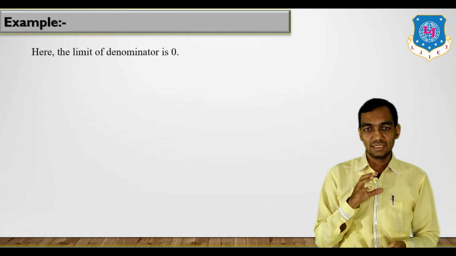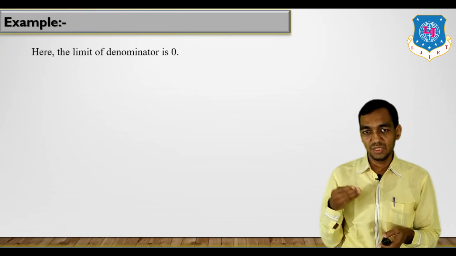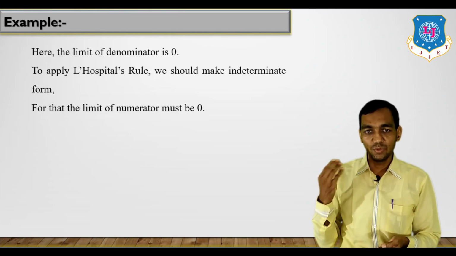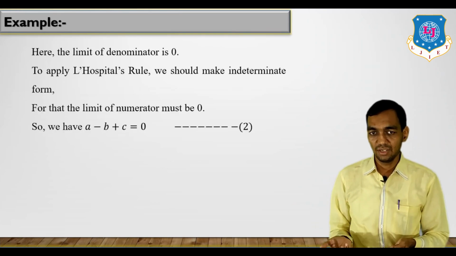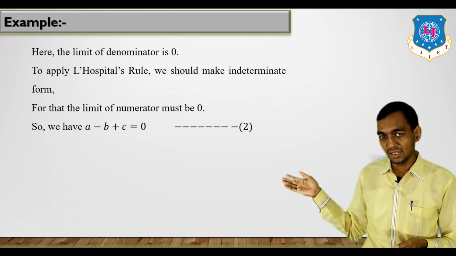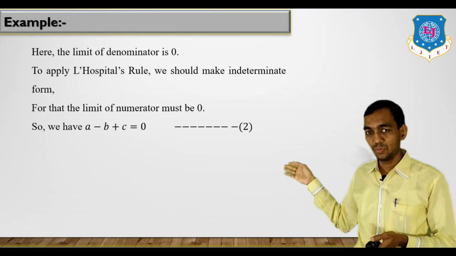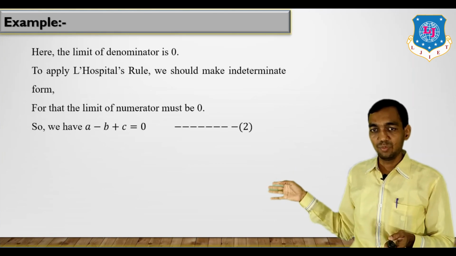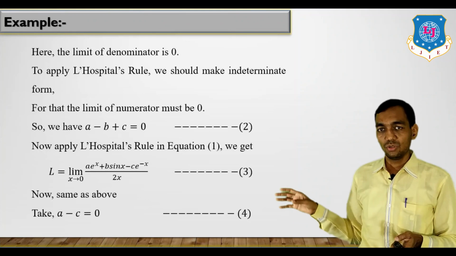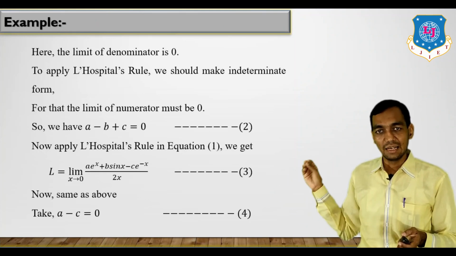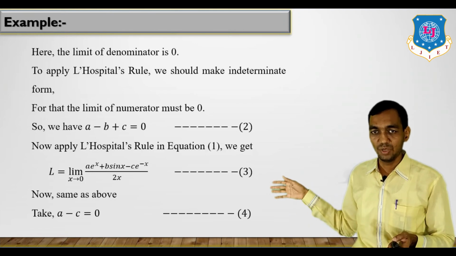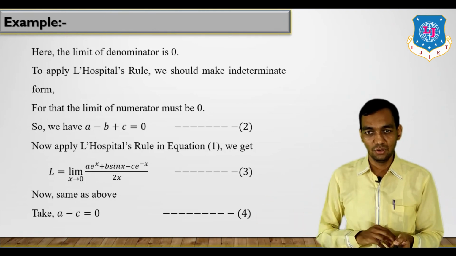Now check out. See, this must be 0 by 0 form, because the denominator is already 0. So if and only if the numerator is going to be 0, then only we have a limit. So if you are going to put the limit in the numerator part, then you will have a minus b plus c. Then that term must be 0, then only the limit exists, correct? So if you have to apply L'Hospital's rule, then the numerator also must be 0. That means a minus b plus c has a value 0.